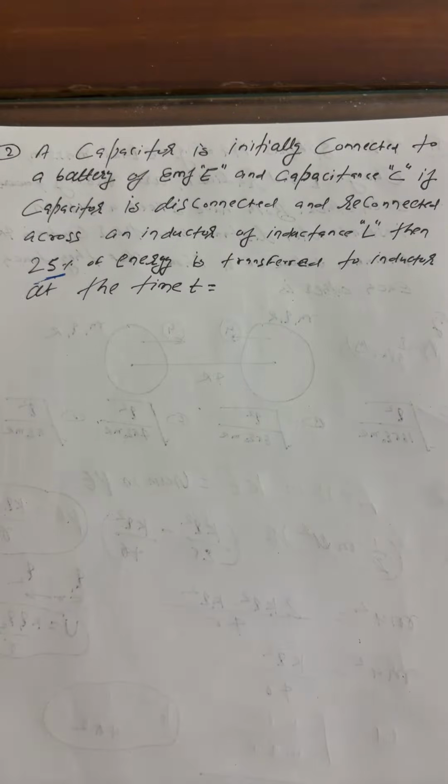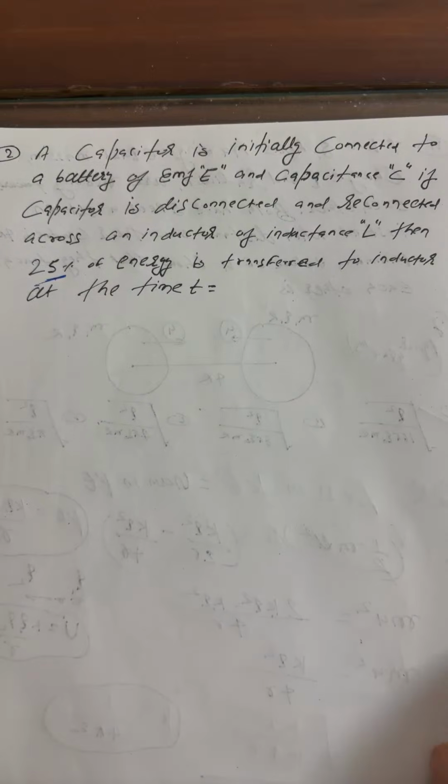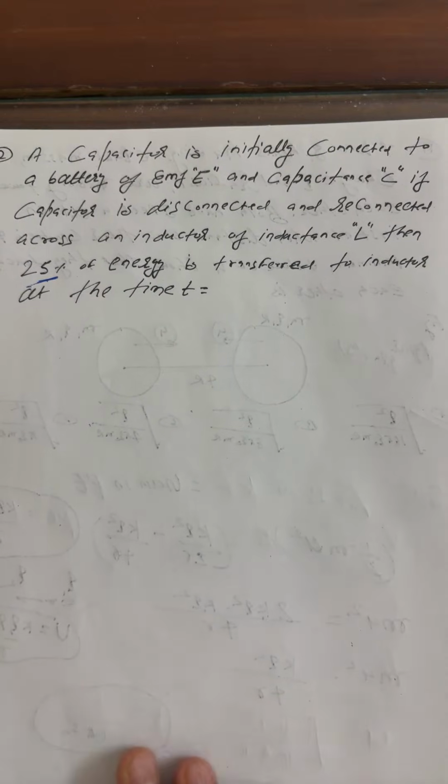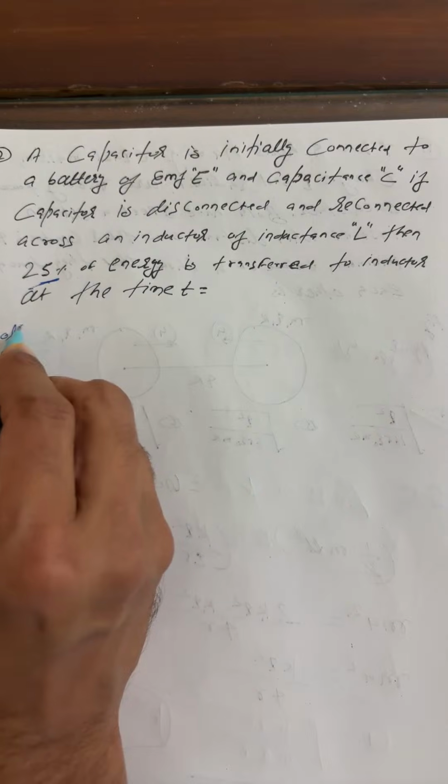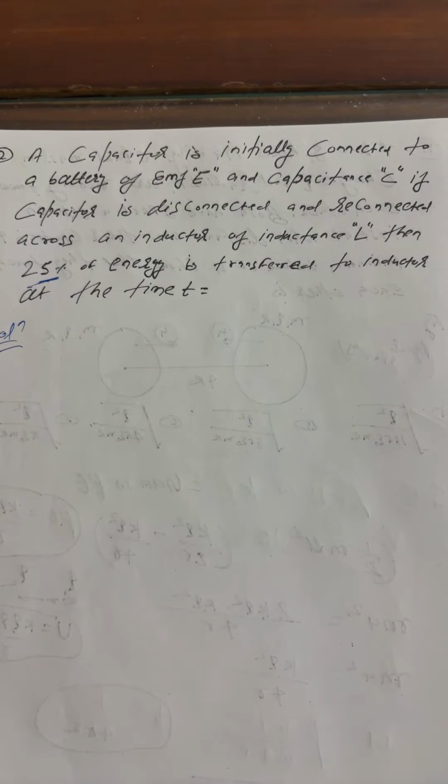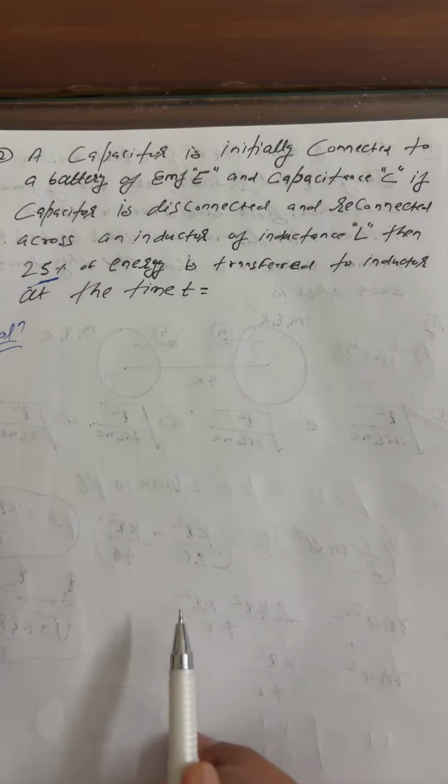Now, friends, have a look at the next question. What does the question say? A capacitor is initially connected to a battery of EMF E and capacitance C. If the capacitor is disconnected and reconnected across an inductor, it is a very interesting and very good question, students. Attention here only. What's the solution of this question?